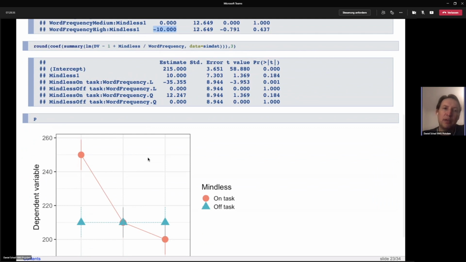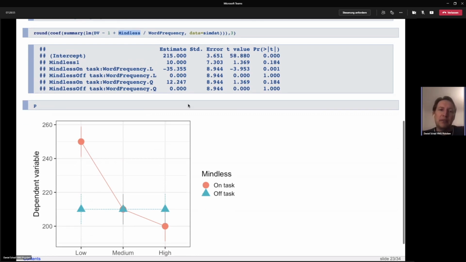But we can also, and that's maybe more reasonable, look whether the word frequency effect is significant under mindless reading and mindful reading. So we can nest word frequency under mindless reading. And this could be really one of our hypotheses, that we expect the word frequency effect in mindful reading, but we expect that it's absent in mindless reading.